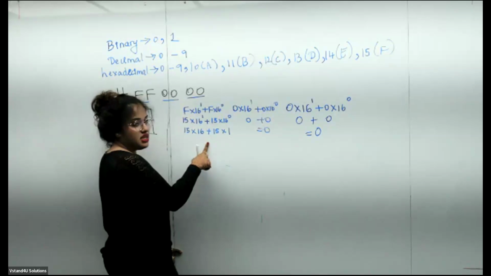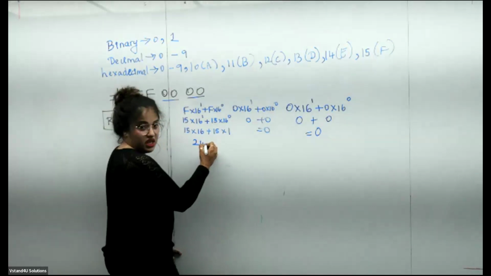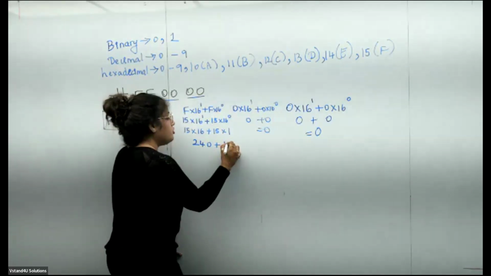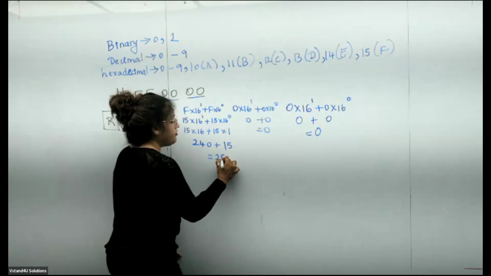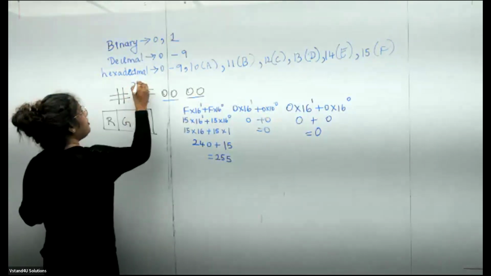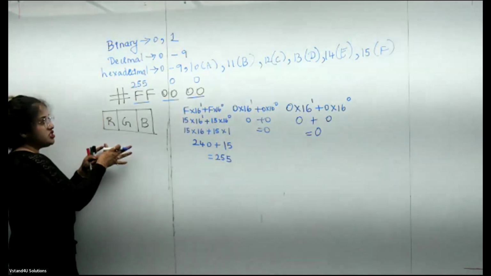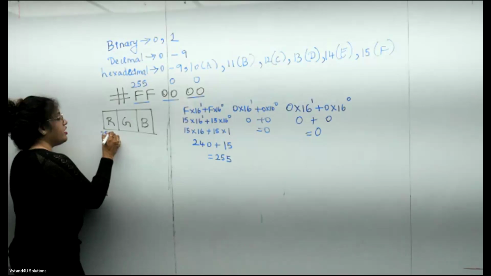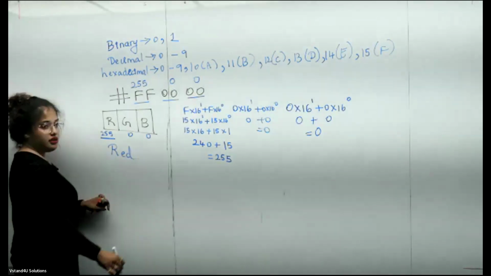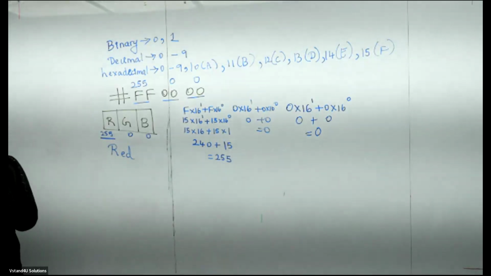So 15 into 16 is 240. Then 15 into 1 is 15, so 240 plus 15 is 255. So for this F and F value, it is 255, 0 and 0. Now come to this RGB color. 255, 0, 0. Which color is this? It is nothing but your red color. Clear? Done? That is how to calculate hexadecimal value.